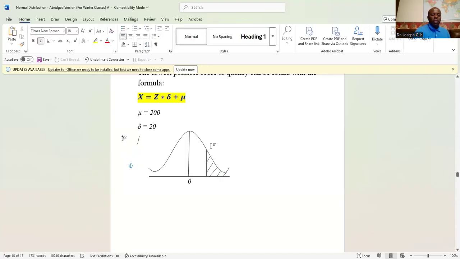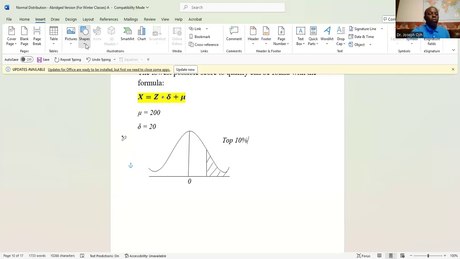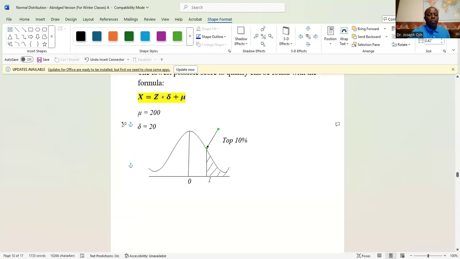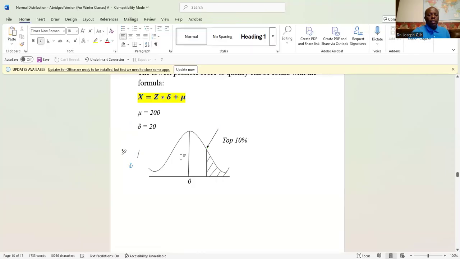So the top 10% is right here. This is like the cutoff. It starts from here, right here. That's the top 10%. Everything below it is 90%. And we need the Z for here before we can answer the question.